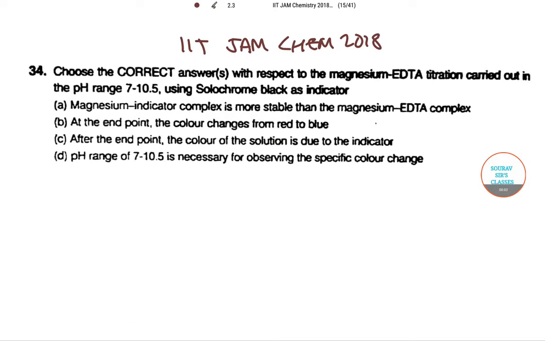Today we will be solving some IIT JAM Chemistry questions from this year, that is 2018. We have question number 34 in hand. This is a multiple select question. In question 34 we have: choose the correct answer or answers with respect to the magnesium EDTA titration carried out in the pH range 7 to 10.5 using Solochrome Black as indicator.